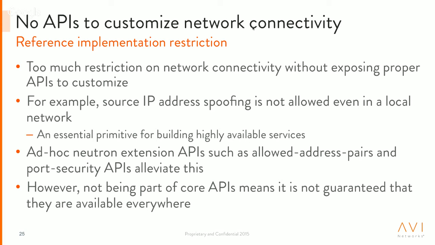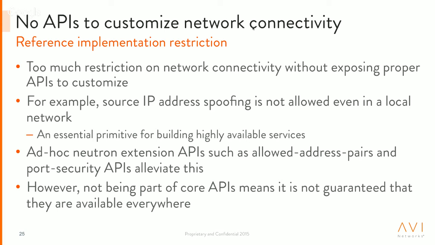Now, I'm talking about core APIs. You have some extension APIs that you can use, like allowed address pairs. That's one of the things that we heavily depend on, because as I said, we have a network service, and we need to be able to receive the traffic for all these different multiple IP addresses of these different load balancers onto our VM and be able to send that out.